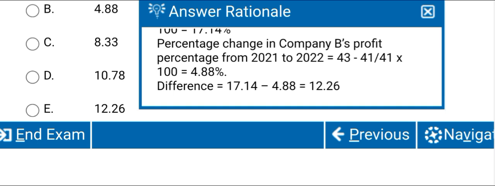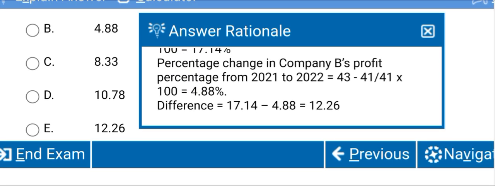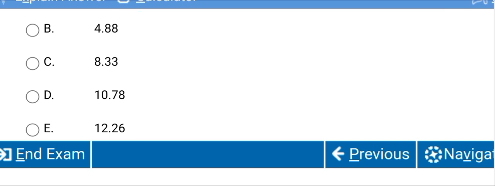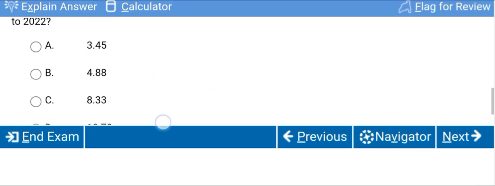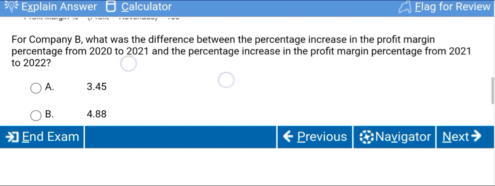Difference is 17.14 minus 4.88 equals 12.26. So that's how we have the correct option, option E, that is 12.26. This is the difference between the percentage increase in the profit margin percentage from 2020 to 2021.